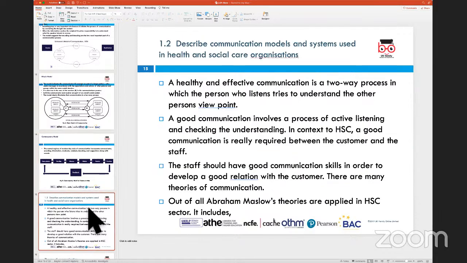Any questions on learning assessment criteria 1.1? Any questions so far?